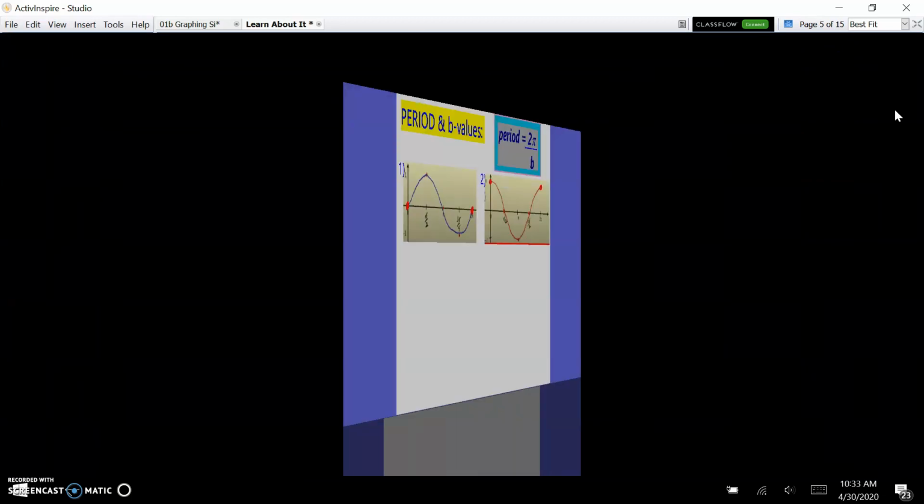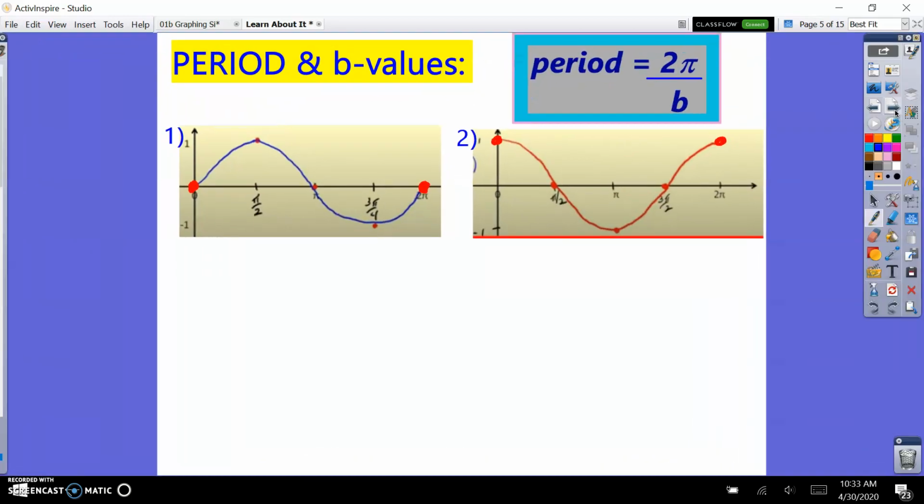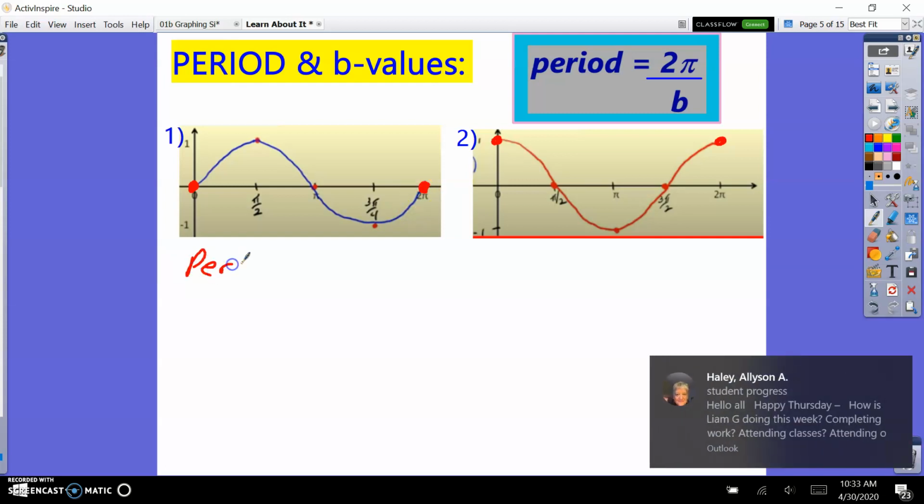This is a little bit harder. We're going to be looking at the period or the B value. All four problems, I'm taking the same four problems and doing each part of them. The period is one full cycle. We can see that this curve is going from here and looping and stopping at 2 pi. So I can already see what the period is. My period is going to equal 2 pi.